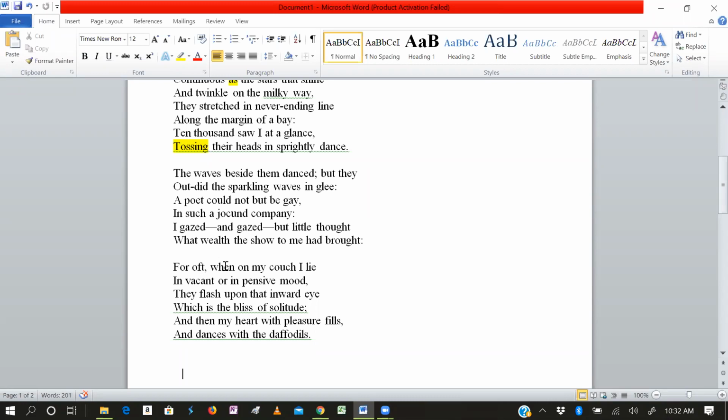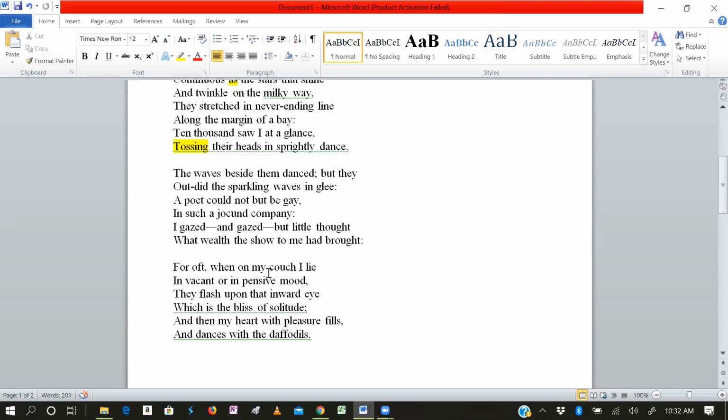When on my couch I lie. Couch means sofa, any chair, whatever comfortable place to sit on. Whenever on my couch I lie, when I sleep, I take rest, in vacant or in pensive mood. Vacant means free, empty, and pensive means thinking.